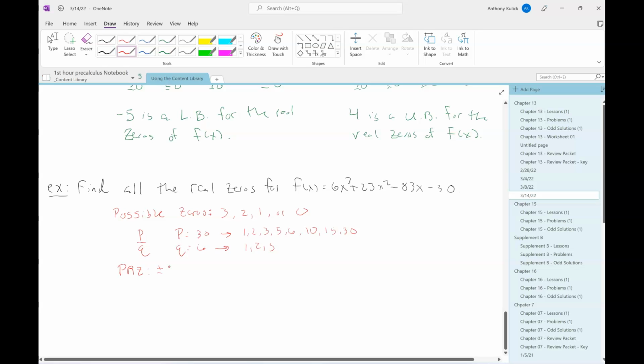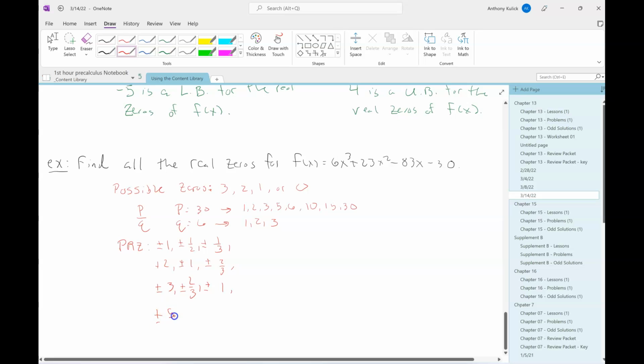So my possible rational zeros are plus or minus 1 over 1, plus or minus 1 over 2, plus or minus 1 over 3, then plus or minus 2 over 1, 2 over 2, and then 2 over 3, and then plus or minus 3 over 1, 3 over 2, and then 3 over 3, and we have plus or minus 5 over 1, 5 over 2, and 5 over 3.